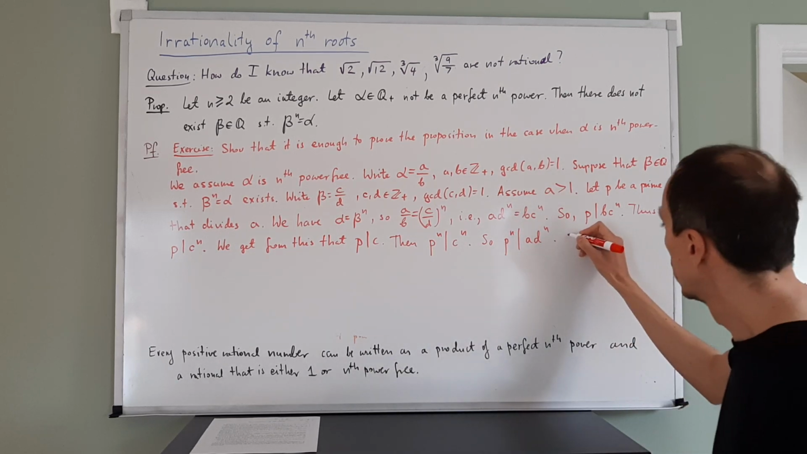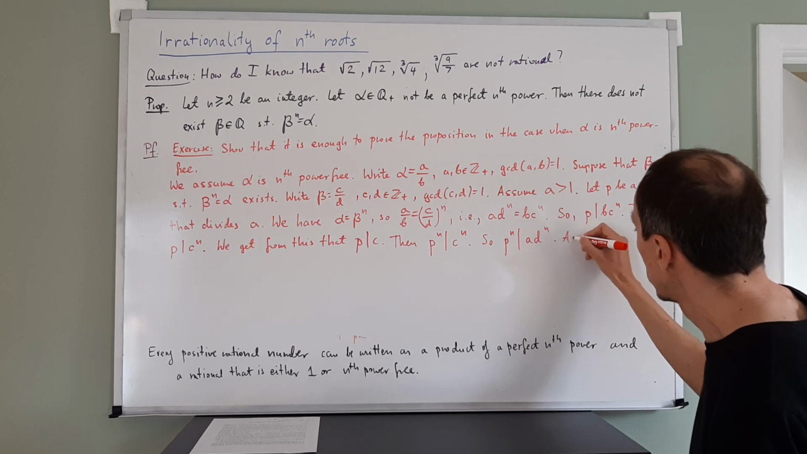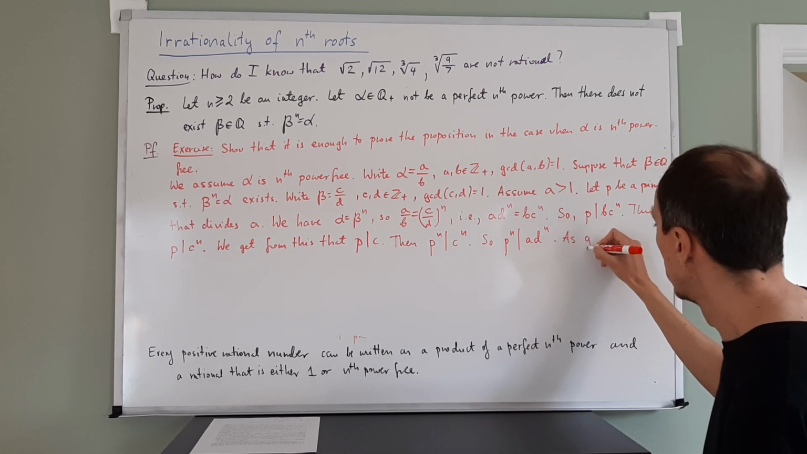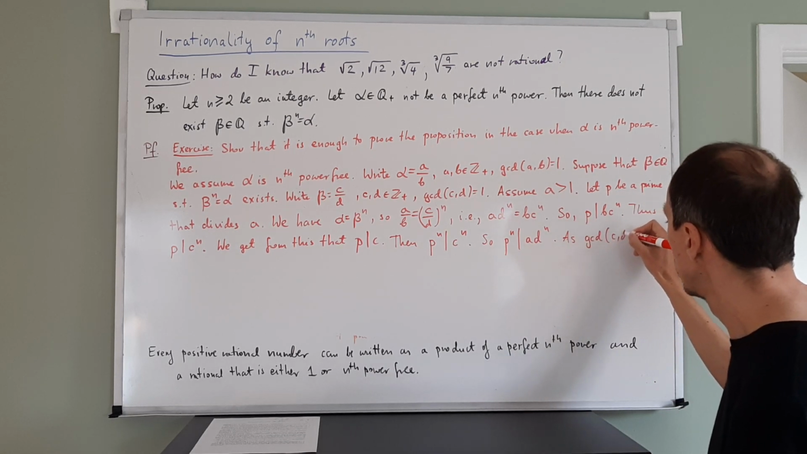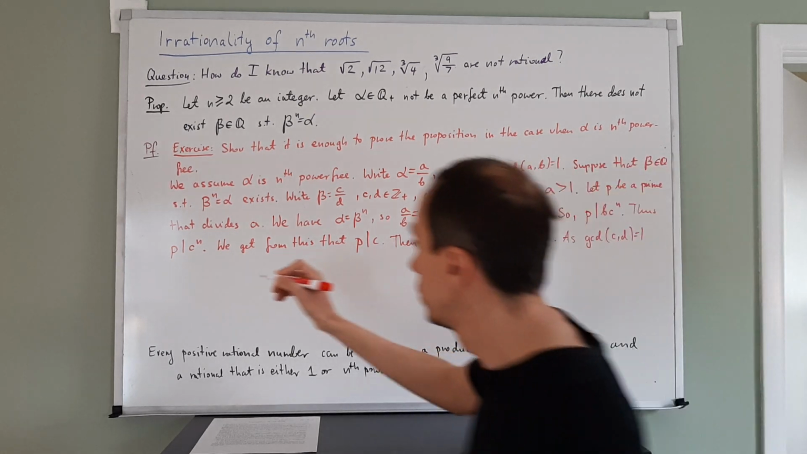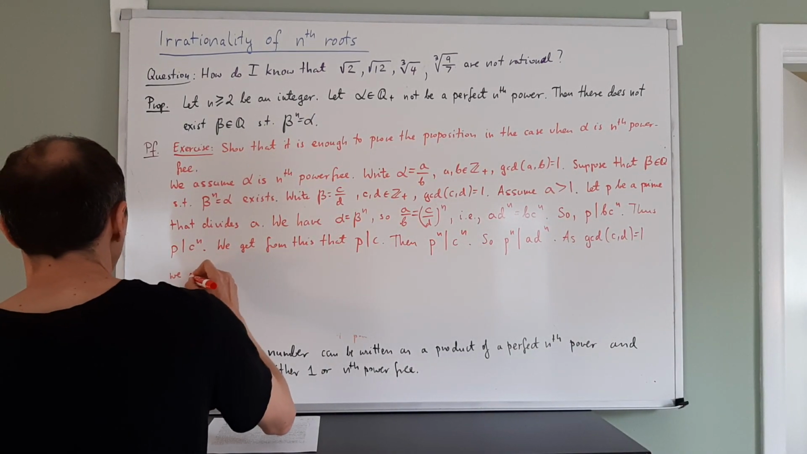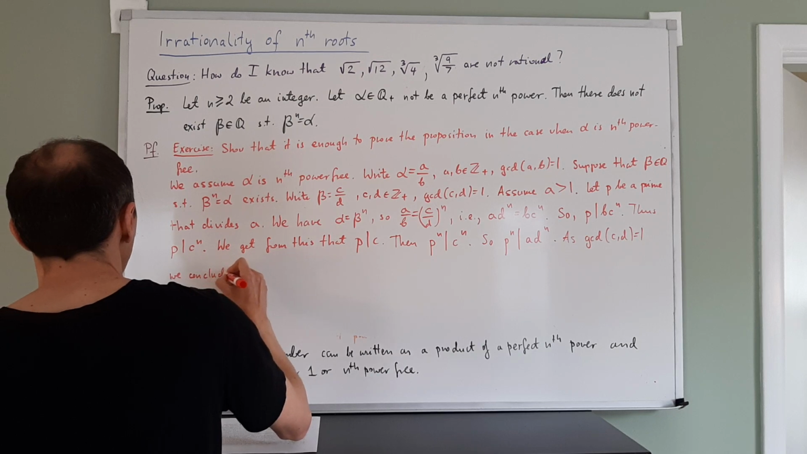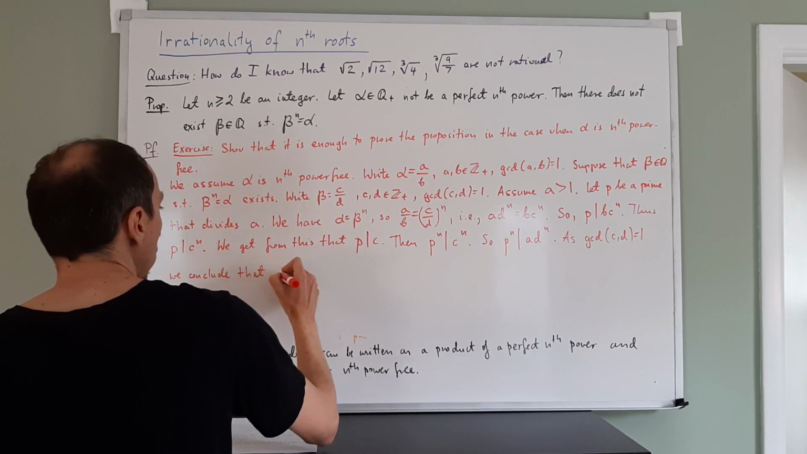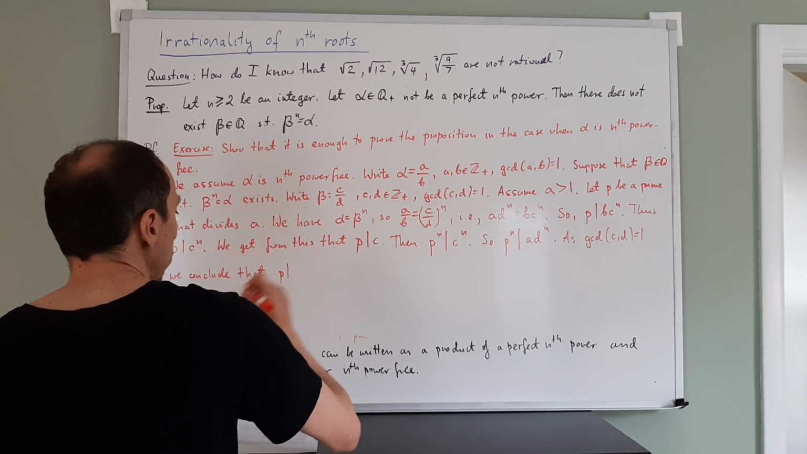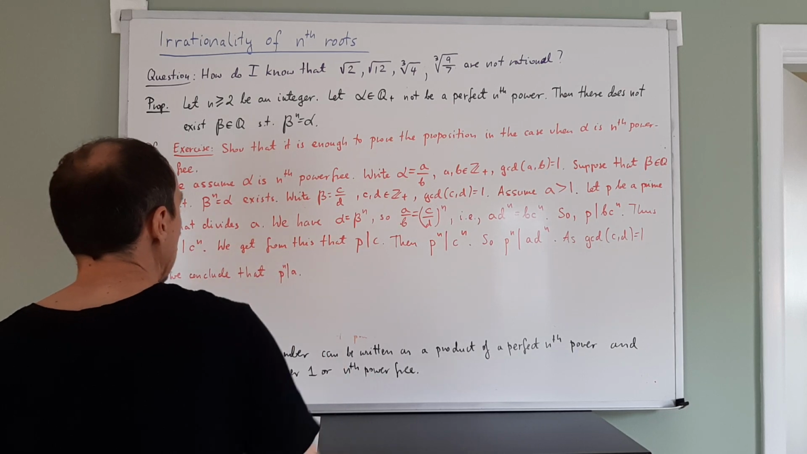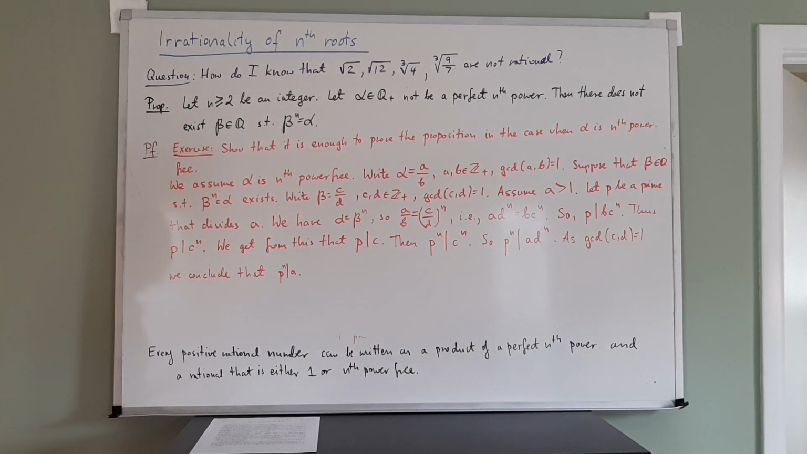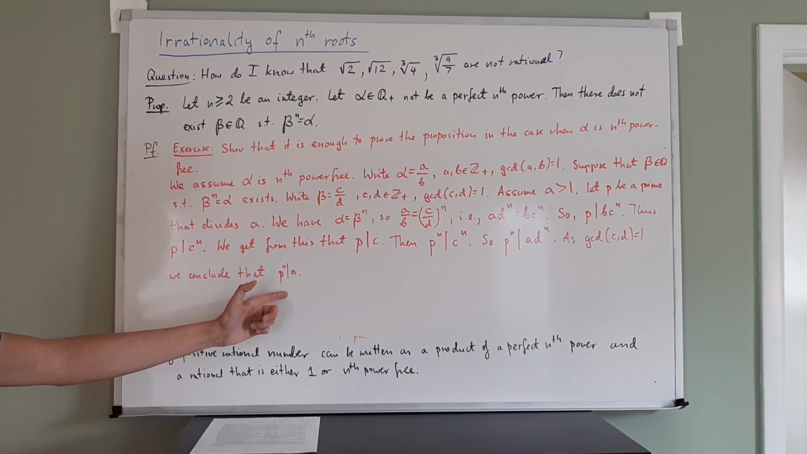So that means that all of them have to divide A. So as GCD of C and D is 1, we conclude that P to the n divides A. And that's the end of the proof, because that contradicts the assumption that alpha is nth power free.